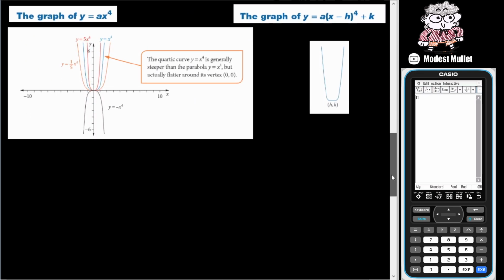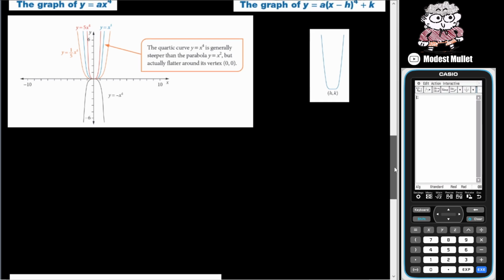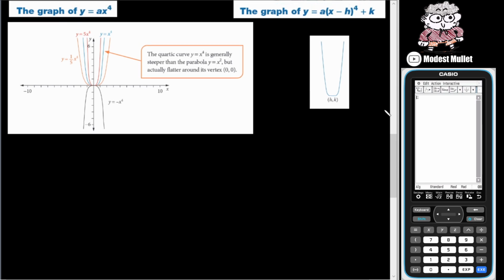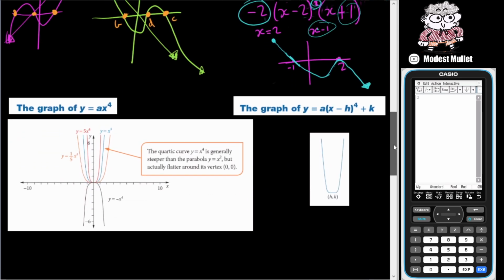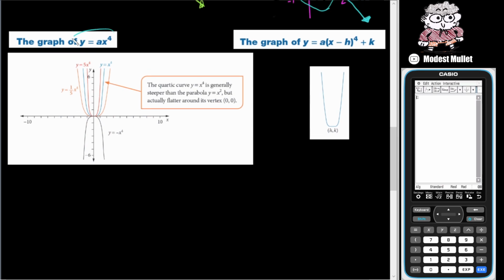Right, on to quartics. This is the turning point form, and like I said, we're going to go through this a little bit quicker. The same principles apply as up here in cubics or quadratics. You have an h, you have a k value, you have an a value in turning point form. So that is turning point form of a quartic. Quartic because it's to the power of 4.